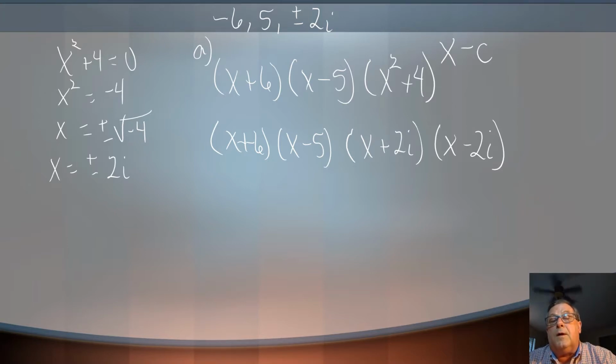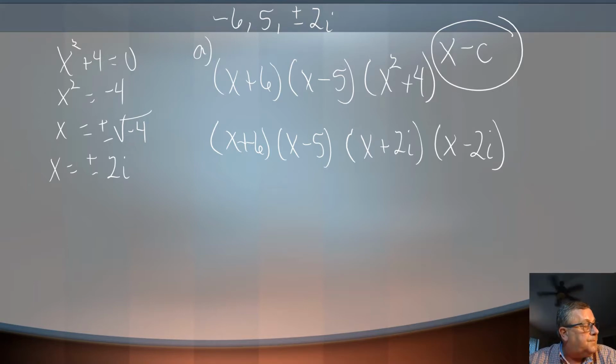Now, you can probably see why I went to find the zeros first. Then all I've got to really remember is just writing this, thinking about this, x minus c, which is really going to change the signs of my real zeros. Shall we do one more? Of course.